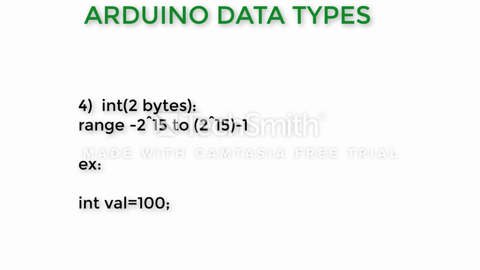Number 4. Int. The integers are considered as primary data type for number storage. The int size varies from one board to another, and since we are using Arduino Uno R3, the size of the int in this board is 2 bytes or a 16-bit value and successfully yields the range of -2 power 15 to +2 power 15 minus 1. For example, let us consider a value val which is declared as a type int and initialized to a value 100. Hence, the compiler stores the value 100 inside the variable val.